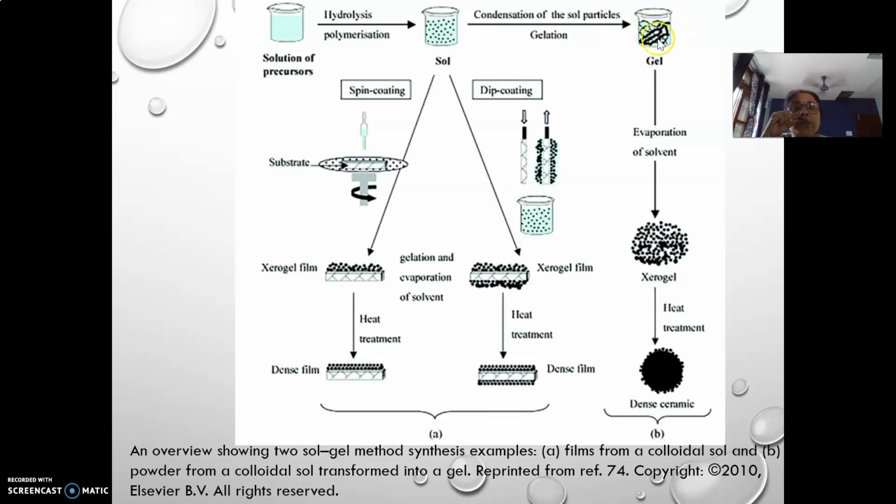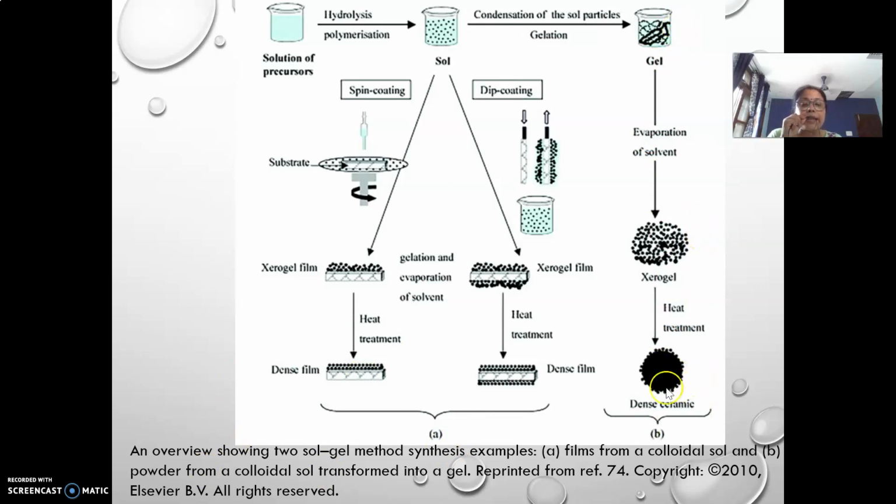Then immediately, this is called nucleation also, you are allowing a different type of nucleus to combine with one another. Again you allow evaporation of the solvent, you will be getting the aerogel. Still some amount of solvent is there. Heat treatment will ultimately give you the dense nanomaterial, and here is the powder formed from a colloidal salt solution. This is from the Elsevier paper actually.